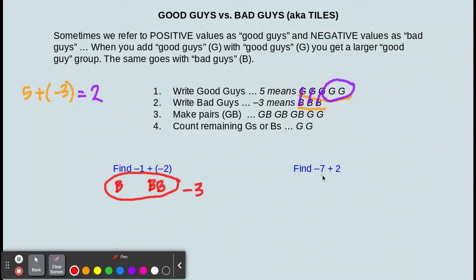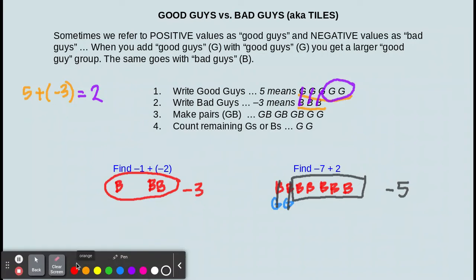Now let's look at this one, negative 7 plus 2. That means we have 7 bad guys. And how many good guys do we have? We have 2 good guys, right? We know that when they get together, they want to fight. So those 2 are going to fight. And what we have left over is our answer. We have 1, 2, 3, 4, 5 bad guys, right? Negative 7 plus 2 is a negative 5.